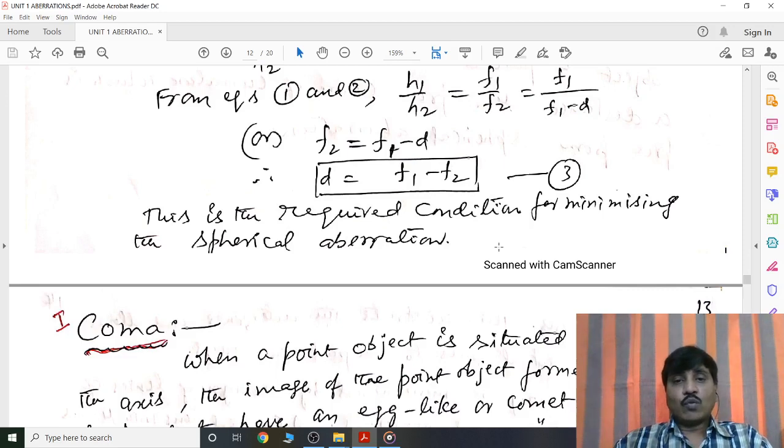In this way, we can minimize the spherical aberration by using any of the methods: by using stops, by using a suitable combination of convex and concave lenses, by using the cross lens, by using the aplanatic surface, or by using a suitable combination of two thin lenses separated by a distance coaxially.